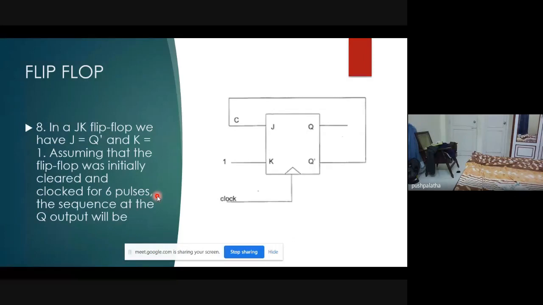The sequence at the Q output will be, what will be the sequence at the Q output? Initially it is cleared, and they have given the condition J equal to Q bar and K equal to 1, and we need to go for 6 pulses. This is what you have to check. In order to check that, let me start. J equal to Q bar is given. Initially it is reset. Shall we put the tabular column for this?